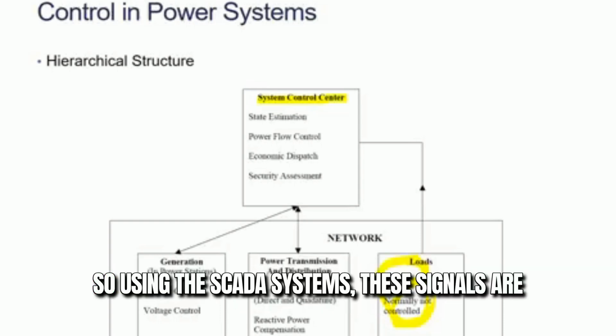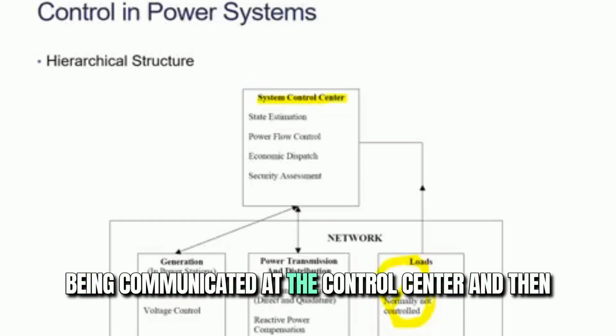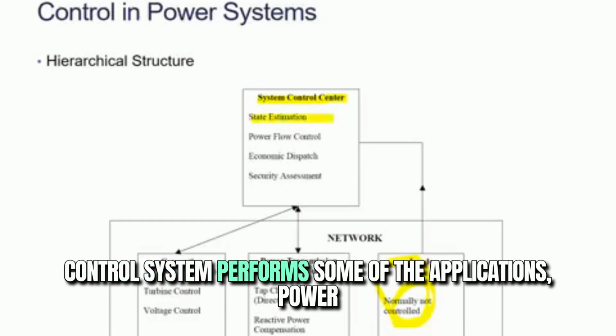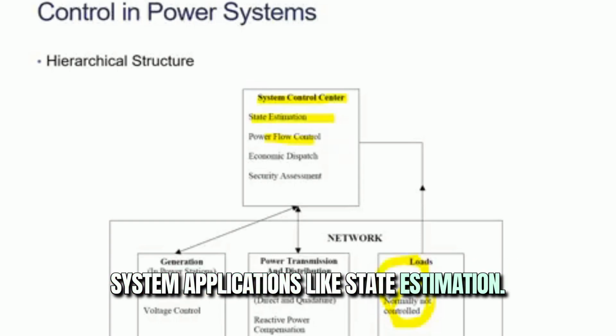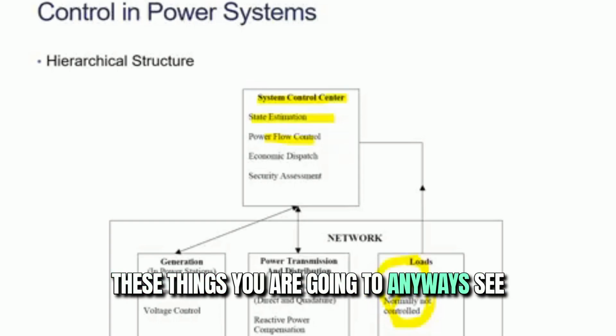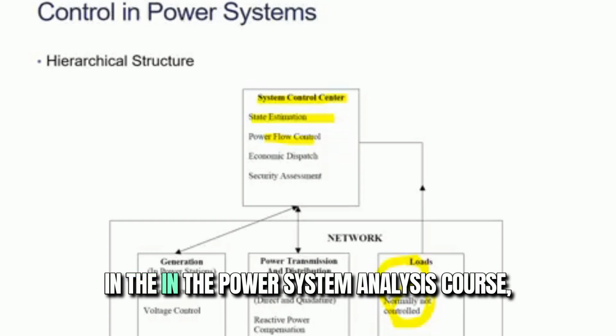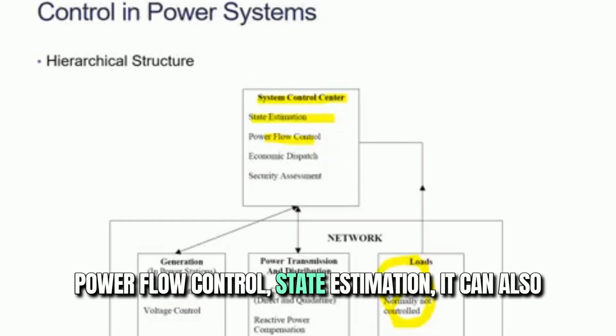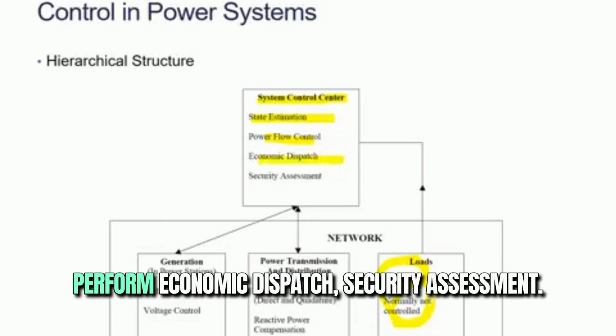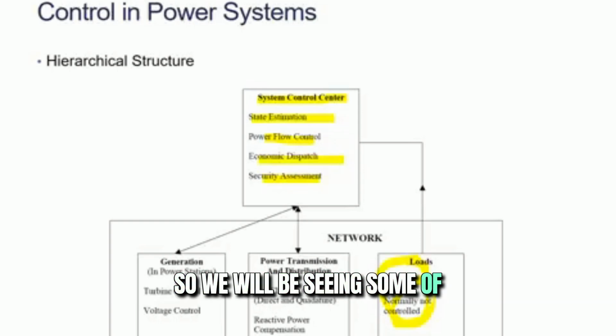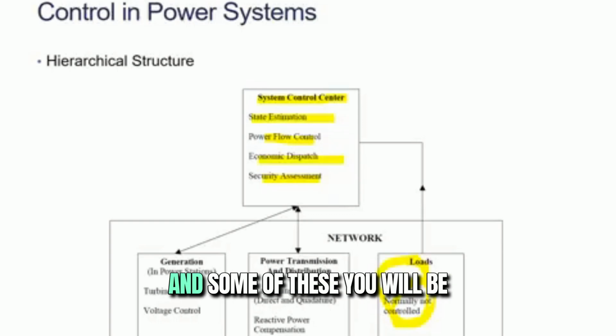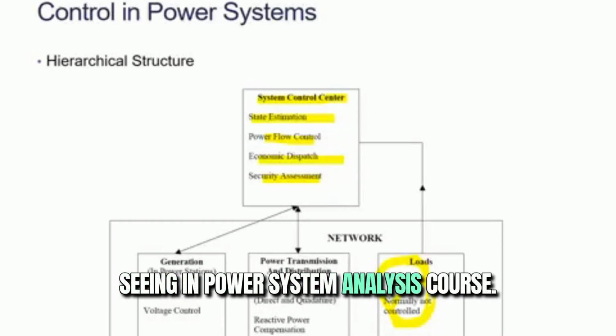Using the SCADA systems, these signals are communicated to the control center, and then the control center performs some power system applications like state estimation. These things you are going to see in the power system analysis course anyway. Power flow control, state estimation. It can also perform economic dispatch, security assessment. We'll be seeing some of these in this course as well, and some of these you will be seeing in the power system analysis course.